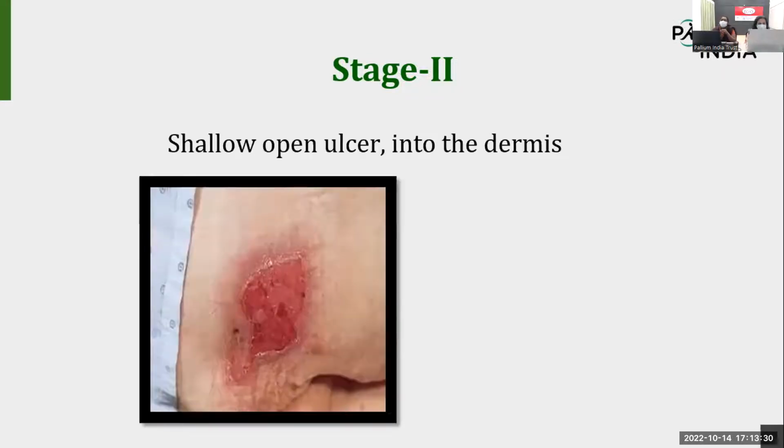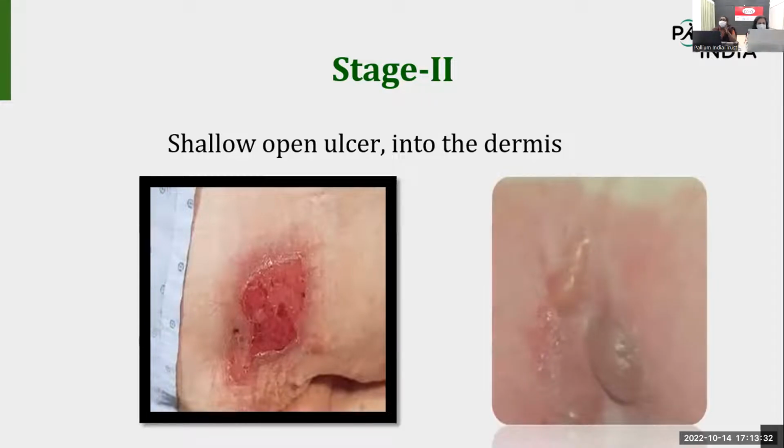Next is stage 2. If we have not noticed it in the first stage, definitely the skin will break down. The dermis layer will break down, or blister formation will be there. If there is a blister formation, definitely the skin will break down. So the dermis layer will be damaged, but there is no pus, no infection, only a clean wound.